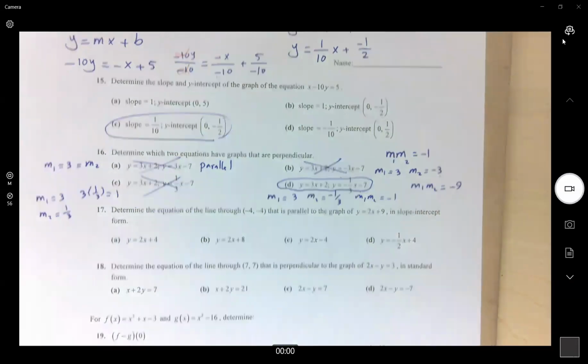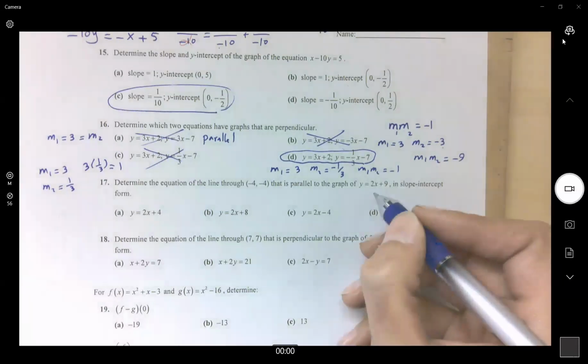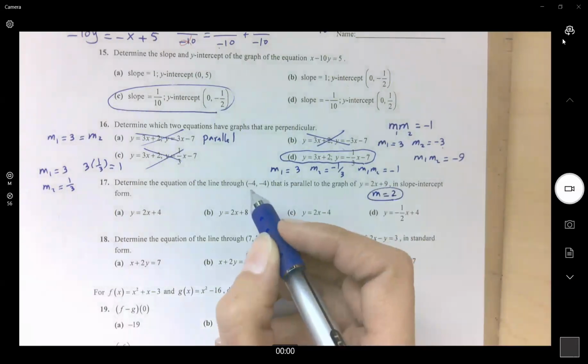Question 17. Determine the equation of the line passing through this point and parallel to this line. Well, when they are parallel to each other, they have the same slope. M is 2. You already have your slope. You already have a point.